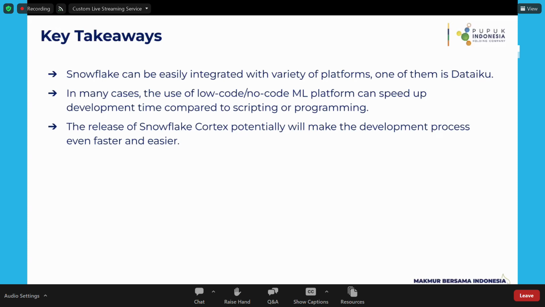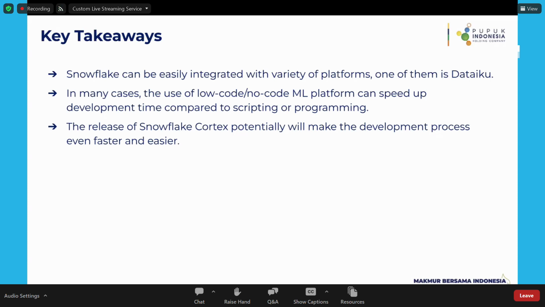And then the second point is, in many cases, the use of a no-code platform like Dataiku can speed up the development process. In our case, we can speed up the time by more than 50%, from around 4 months to 2 months. So I think that's a good result after we tried the low-code and no-code ML platform.